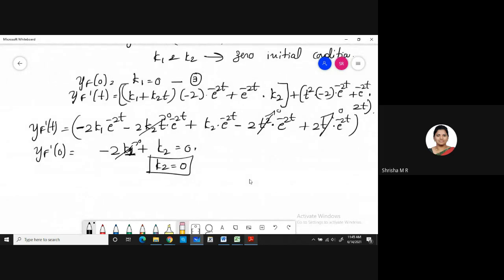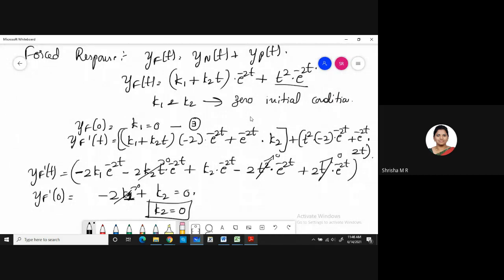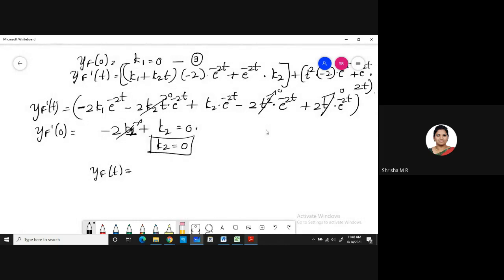So now you have got K1 and K2. K1 is 0, K2 is also 0. So your equation would be yf of t. It was equal to natural response plus particular response. This natural response is 0 because k1 and k2 are 0. This whole term will be 0. You're left with t square into e power minus 2t.